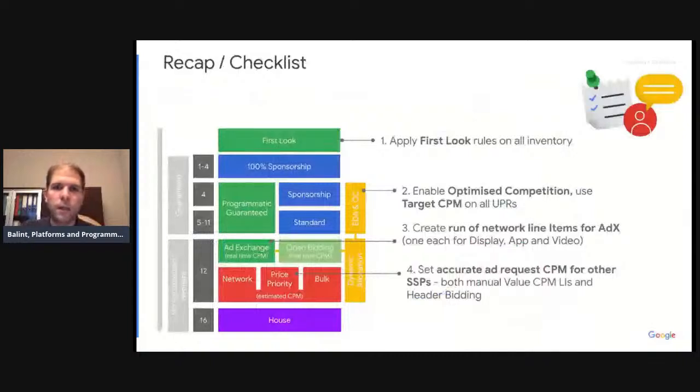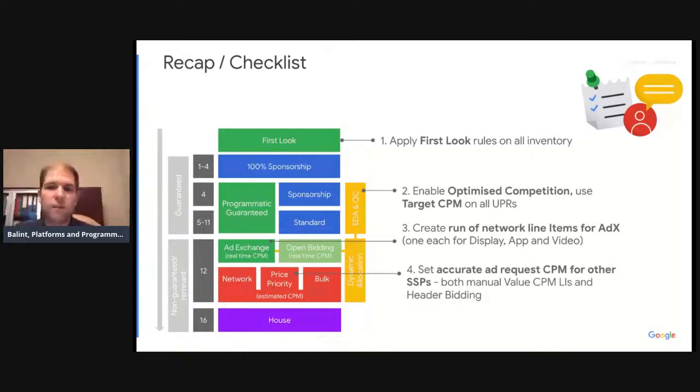And then here's a quick recap. So this is kind of the blueprint of a recommended ad manager setup. So apply first look rules on all inventory. Enable optimized competition to use target CPM on all unified pricing rules. Then create run-of-network line items for AdX, and one for each for display, app, and video. I do understand that many of you have more than one ad exchange line items for specific reasons, but try to keep them to a minimum.